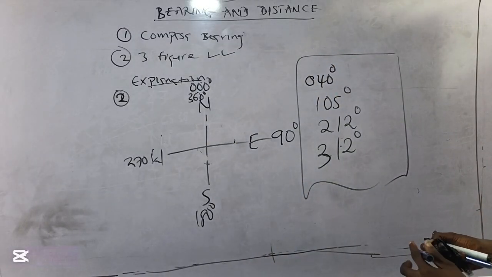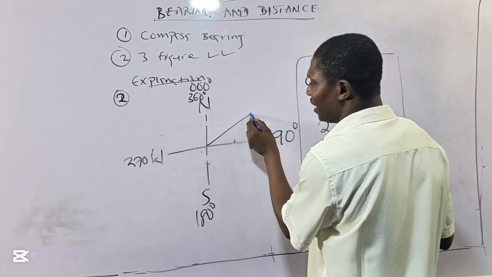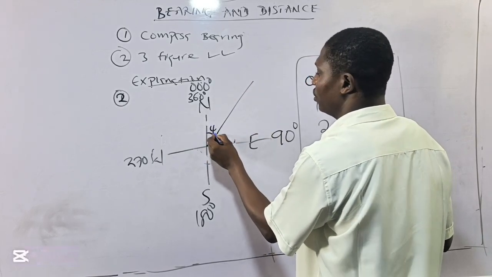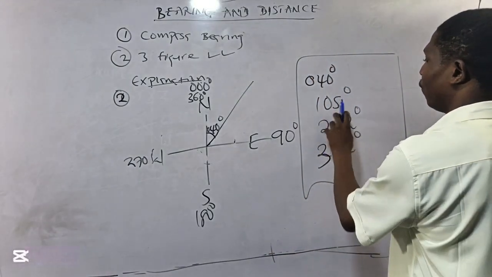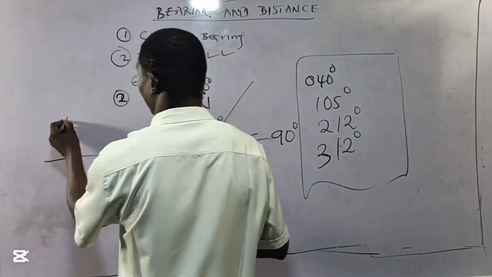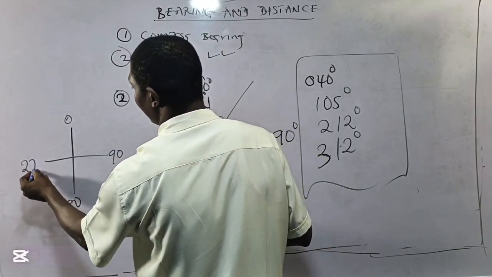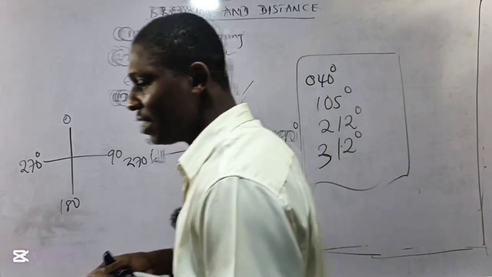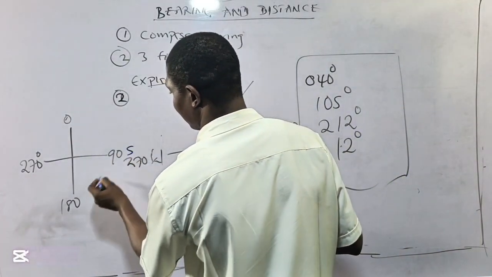Now, 40 degrees must start from the north. And remember, if it was half, it will be exactly like this by splitting into 2. So 40 degrees should come up a little. So this is 40 degrees. So we have 040 degrees for this. For this other one, we have 105 degrees. This 0, 90, 180 and 270. For 105 degrees, you see it's greater than 90, but less than 180. So it must be in between, southeast.